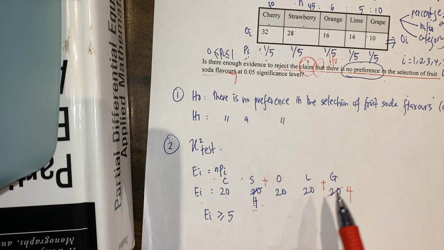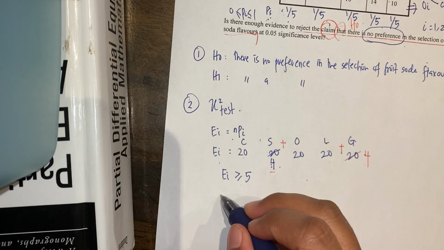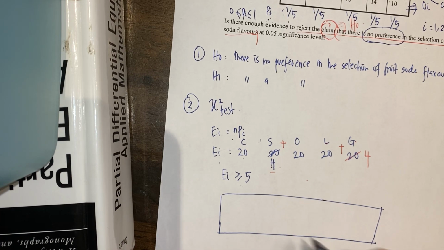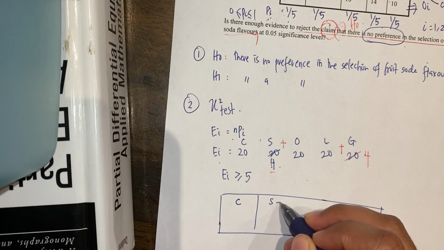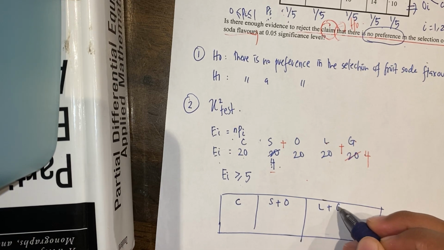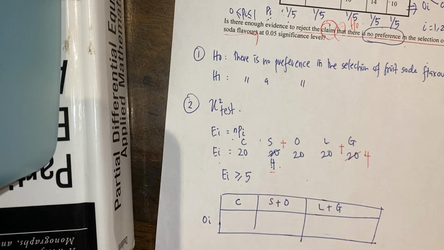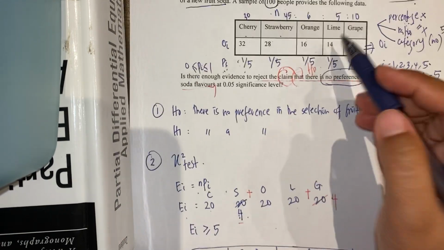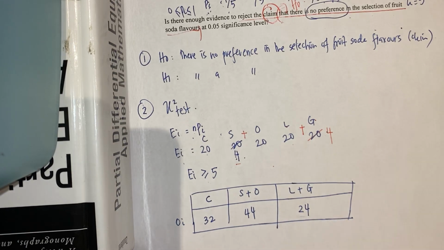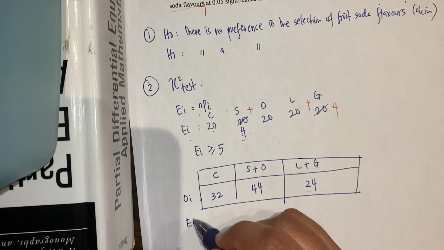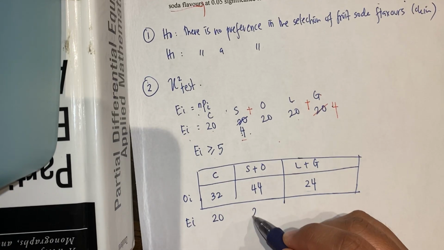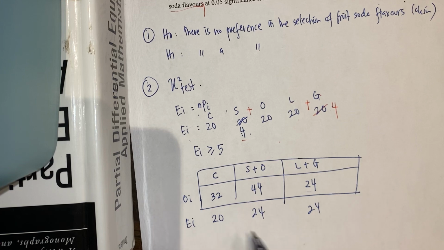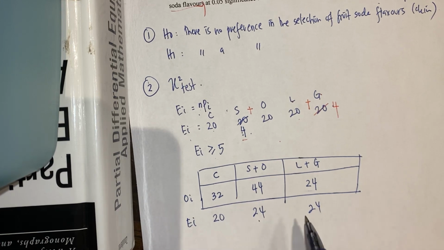Let's say this happened, then the new table will be, I will sketch the new table. It will be cherry, strawberry plus orange, and lime plus grape. Your OI, so 32, 28 plus 16, you will get 44 here, and then 14 plus 10, 24. Everything must be combined. So EI is 20, 24, and 24. So you have to make sure all the E here are greater than 5.